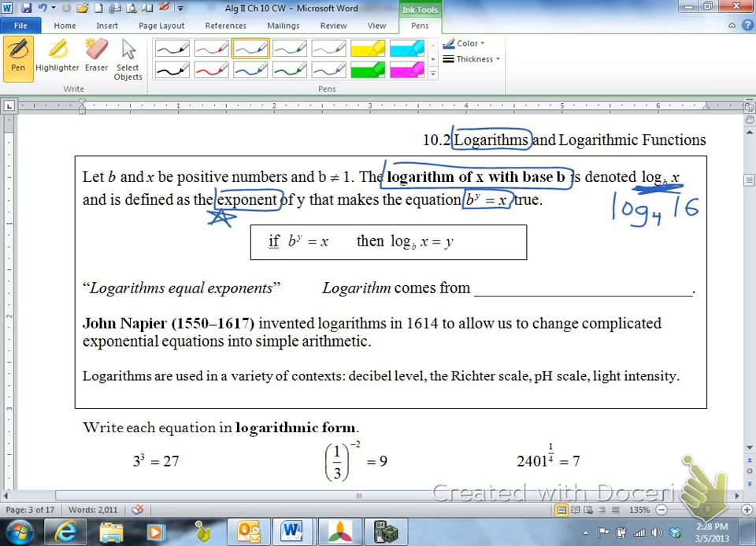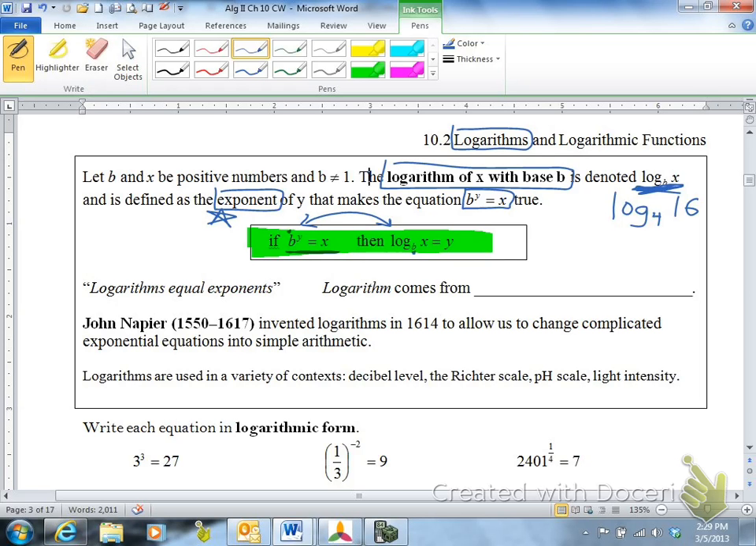So if we have b to the y equals x, we can rewrite it as a logarithm to be log base b of x equals y. There's the base right here, that was this base right here. So this is a really important concept, that you're able to write from one form to the other form, which we're going to start doing soon. But why do we need logarithms?